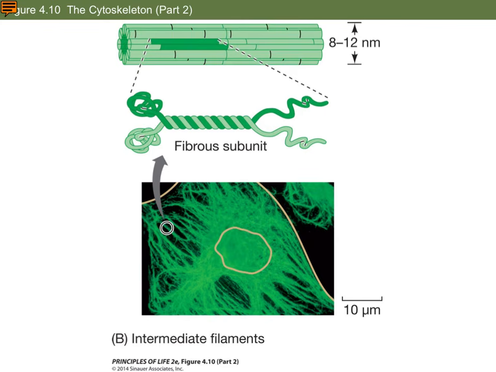Here you can see the colored micrograph of the intermediate filaments. They are stained green, and they do not display that dynamic instability, so they maintain their shape and they maintain their size and act as good anchors in the cell.